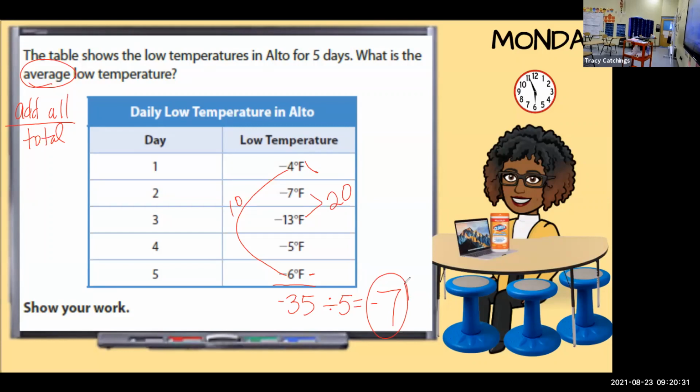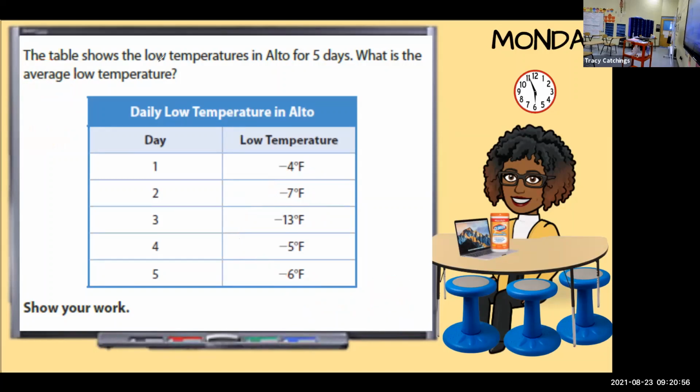So anytime we see that word average, remember that that means the same thing you did in 5th and 6th grade. Add all the values and then divide by the total. Any questions about this problem? All right, everybody got what you need? I see your head shaking.